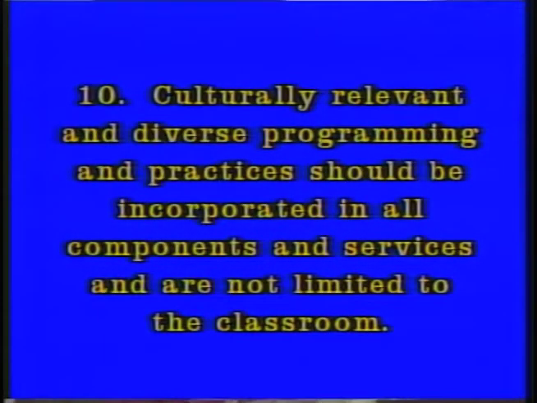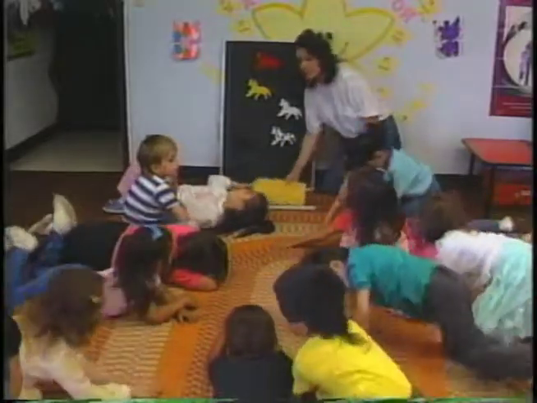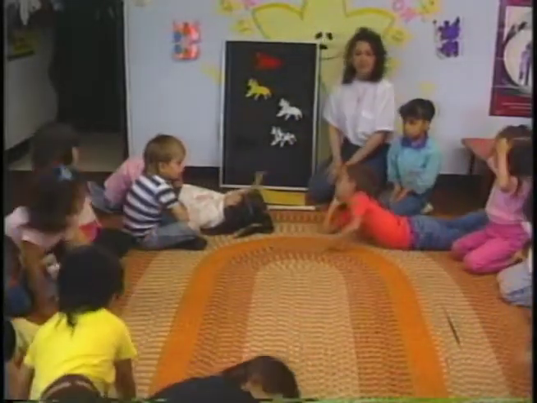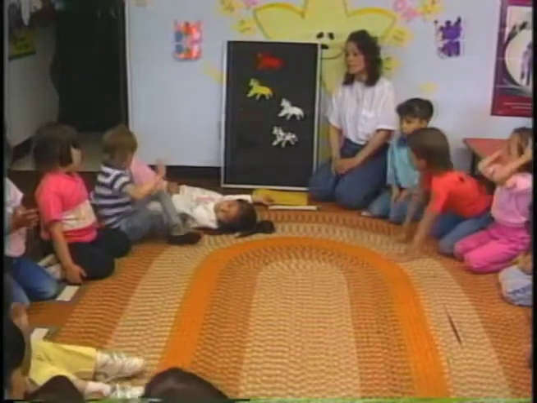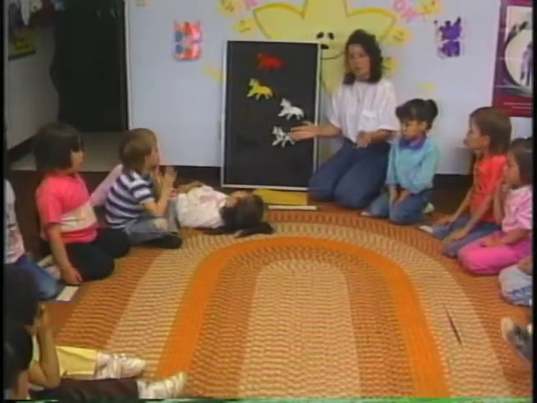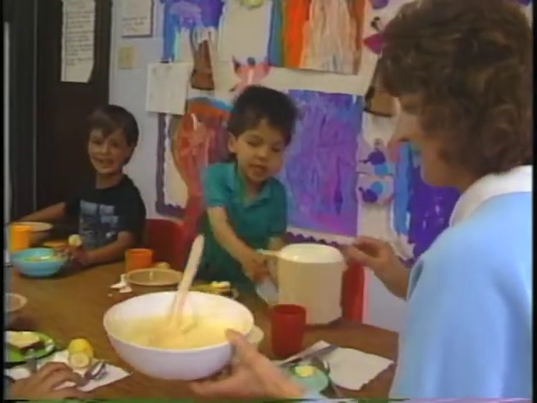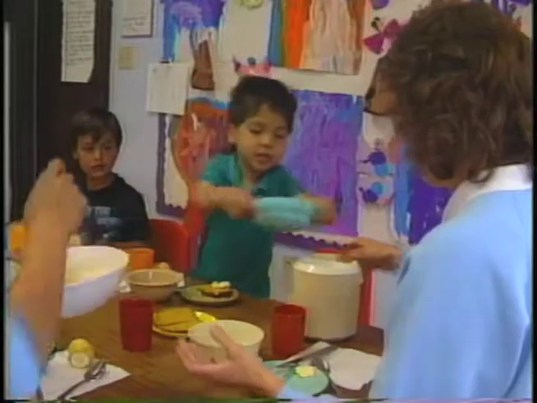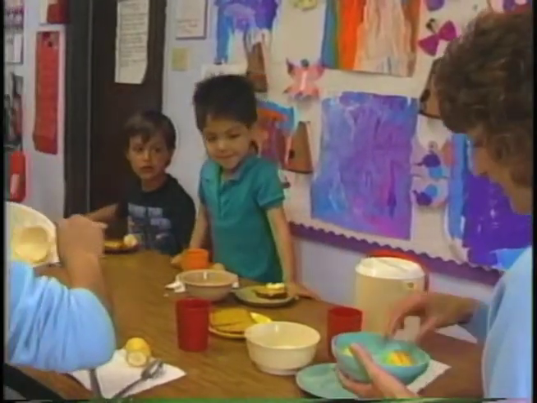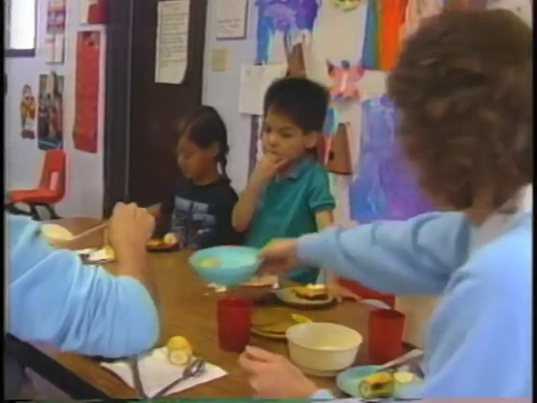The 10th and last principle is that culturally relevant and diverse programming and practices should be incorporated in all components and services and are not limited to the classroom. In other words, not only educational components, but all components of early childhood programming must address and implement these principles if child and family development is to be maximized. Such a task will require leadership, change, risk-taking, training, resources, and coordination with community organizations and elementary schools.